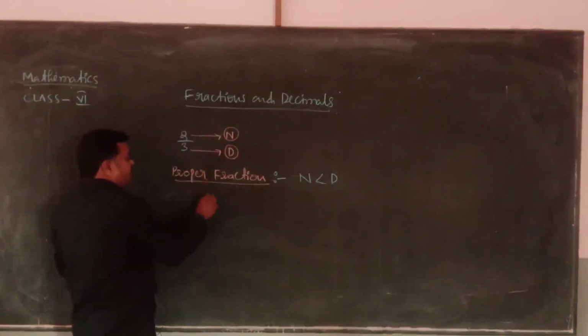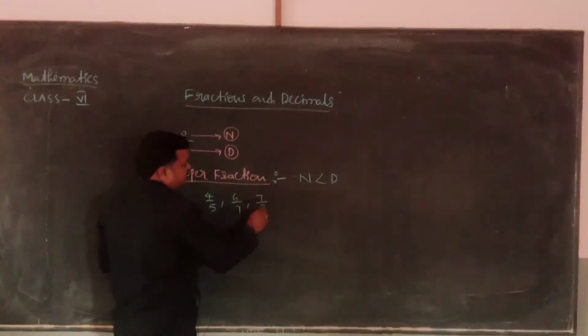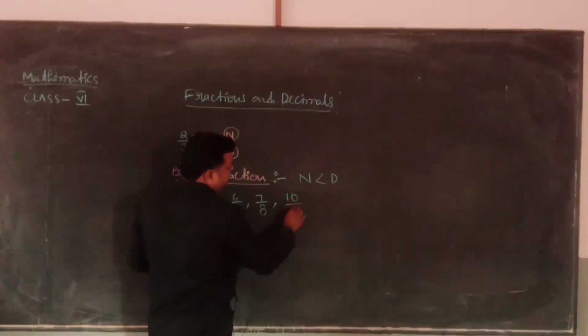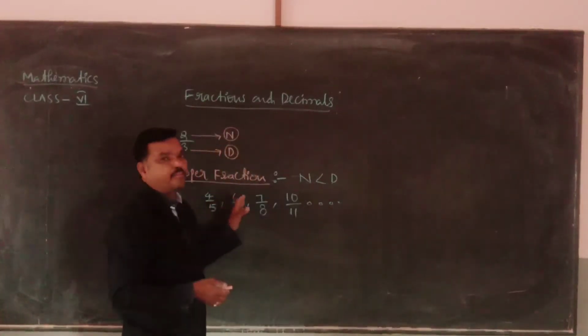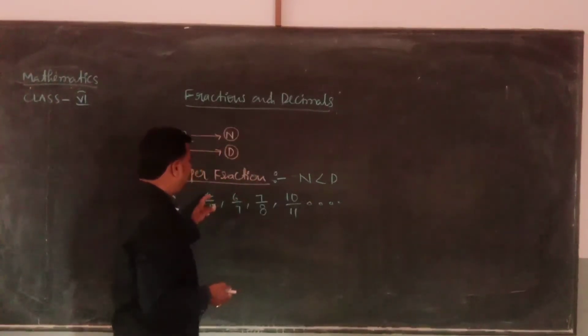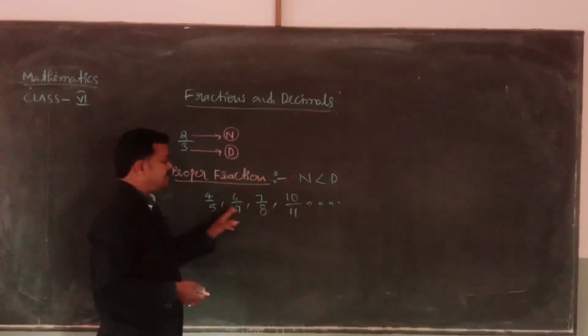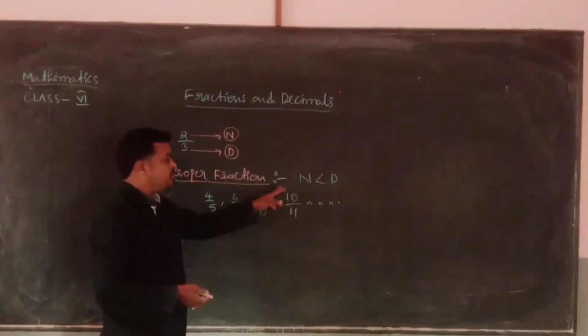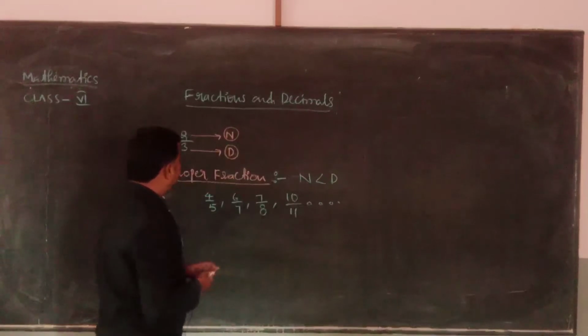See, 4 by 5, 6 by 7, 7 by 8, 10 by 11. These are examples for proper fractions. In all these fractions, all the numerators are less than the denominators. So these are examples for proper fractions.